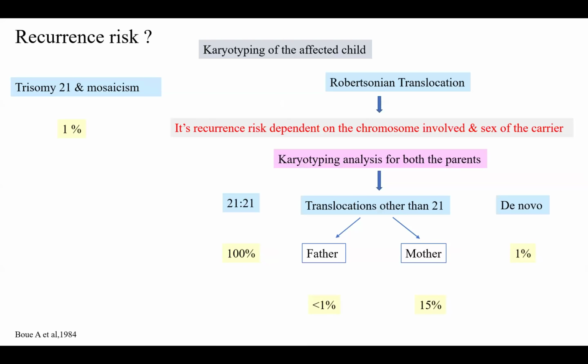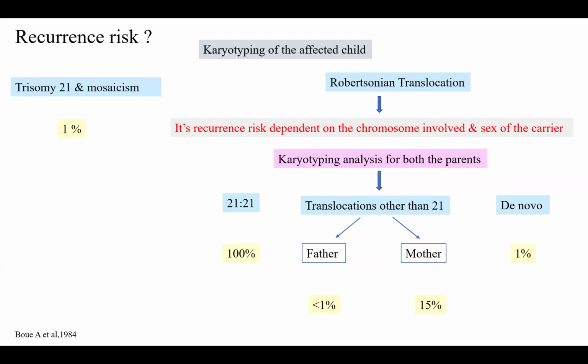Whenever you diagnose a case of Down syndrome, the child should undergo karyotyping. If it is trisomy 21 or mosaicism, the chance of recurrence in the next pregnancy is 1%. If the child has Robertsonian translocation, its recurrence risk depends on the chromosome involved and also the sex of the carrier. Karyotyping analysis for both the parents should be advised.